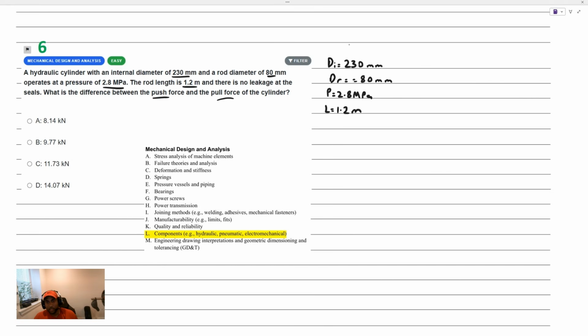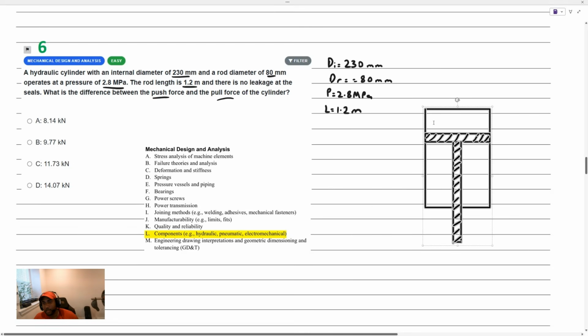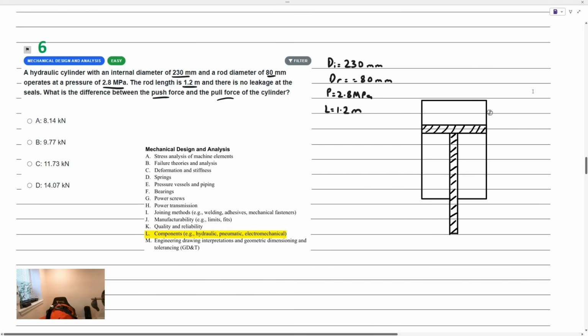Okay, so I think it's important to understand for this problem the geometry of a hydraulic cylinder here. So you can see there is a piston side. That's the side which is able to take advantage of the full area, right? So that would be pi multiplied by d sub I squared over 4. And there's also a rod side, right? And you could see that we don't have the entire area. It's pi over 4 times d sub I squared minus the rod area, right?